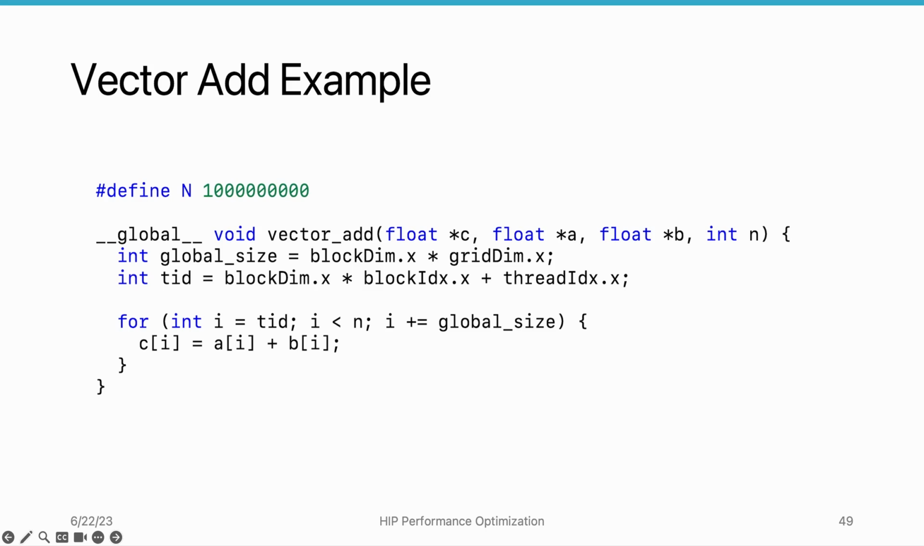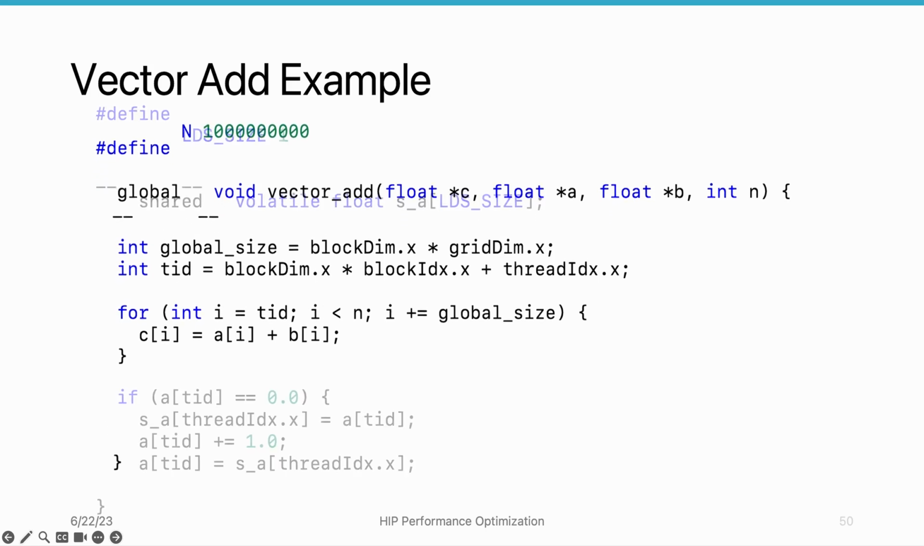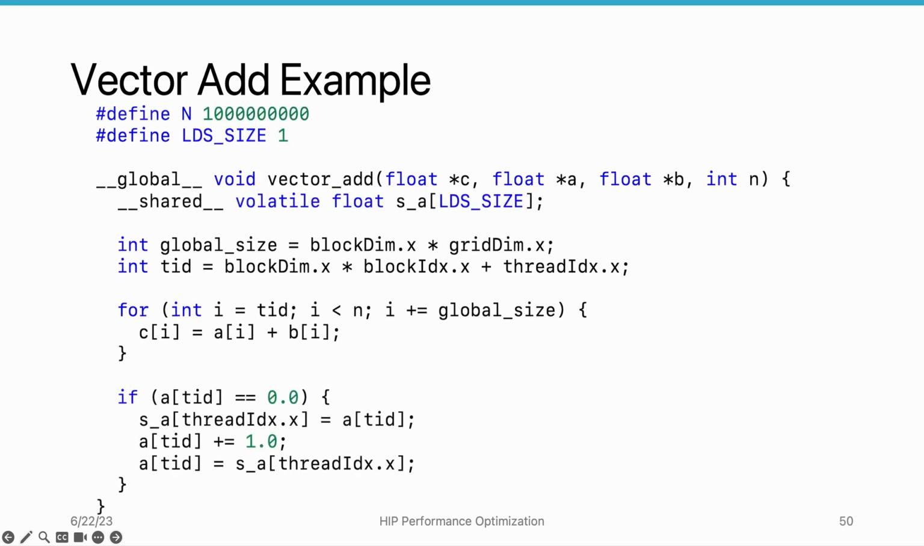But what if we want to lower the occupancy? We can actually introduce LDS size, and this is one way of allocating LDS size. So here, we allocate the LDS size to be 1 byte. We can change this number to whatever we want. We define the type as floating point numbers, so each element will take 4 bytes. We prefix this array using the __shared__ modifier to notify the compiler this is shared memory.